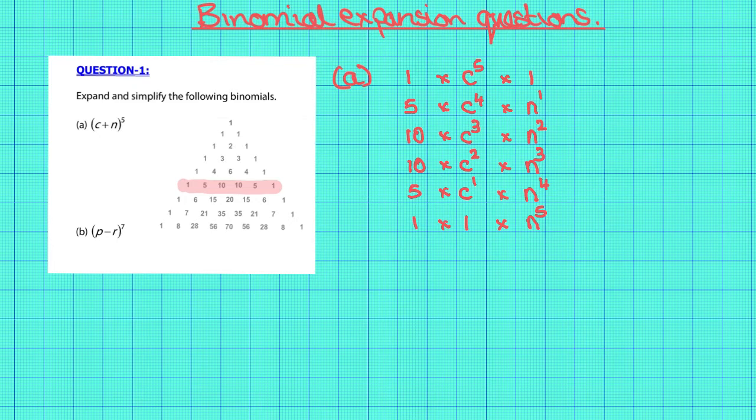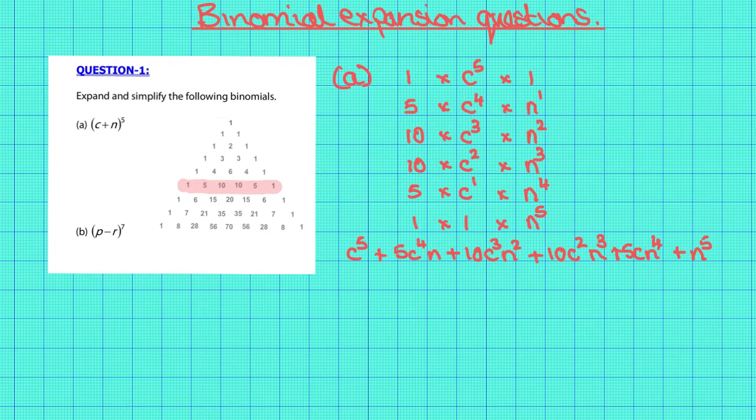So the expansion is c to the power of 5 plus 5c^4 n plus 10c cubed n squared plus 10c squared n cubed plus 5c n to the power of 4 plus n to the power of 5.